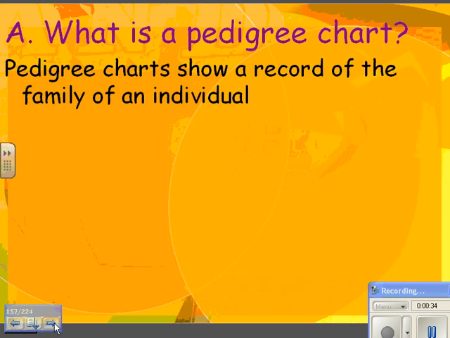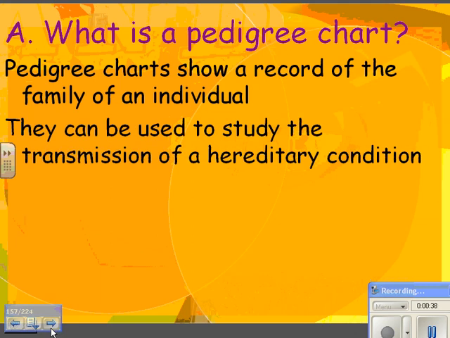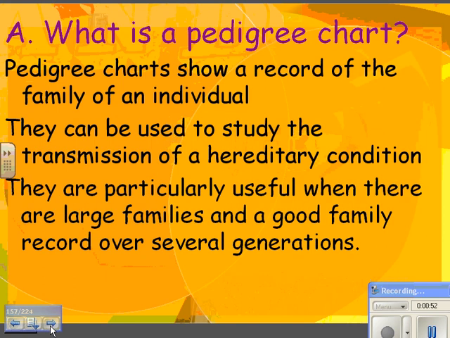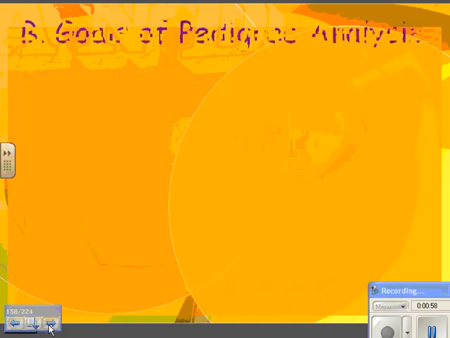What is a pedigree chart? It's a chart that shows the record of a family, of an individual, and we're looking at the transmission of a hereditary condition. So it could be a disease like sickle cell anemia, or it could just be some interesting hereditary condition, like color blindness. I don't know if I'd really call that a disease. They are particularly useful when there are large families and a good family record over several generations.